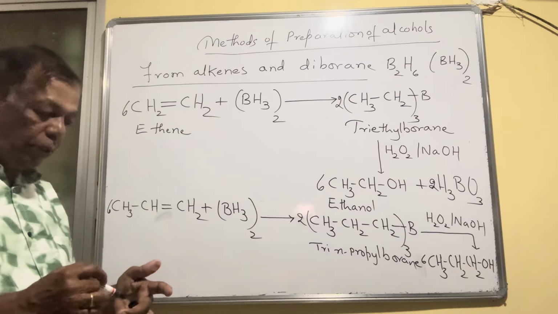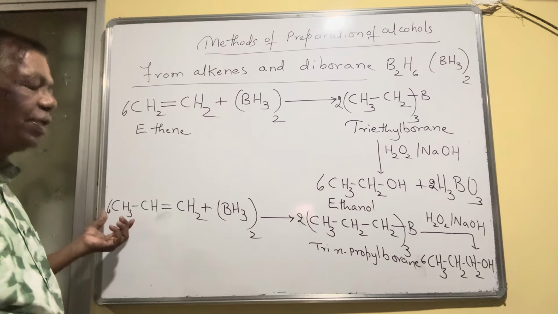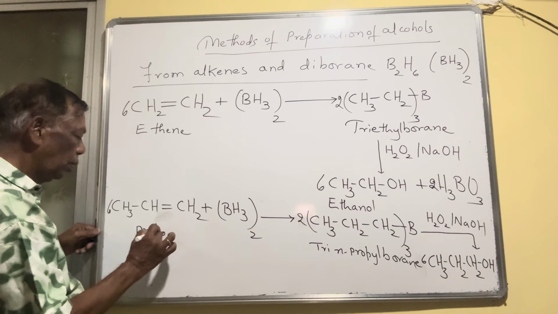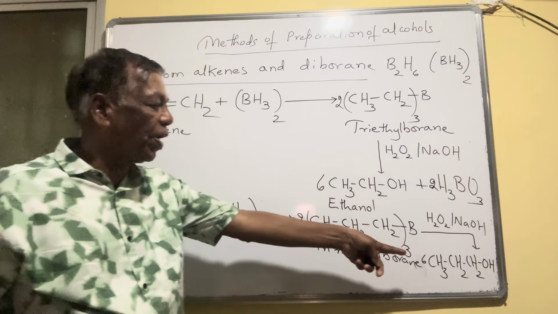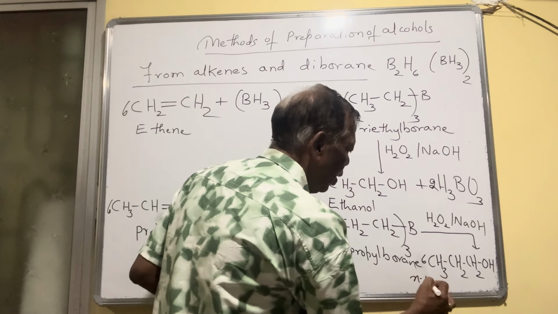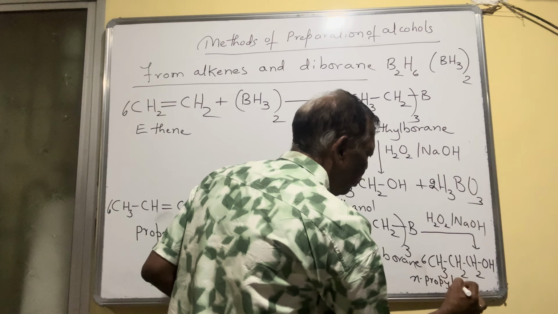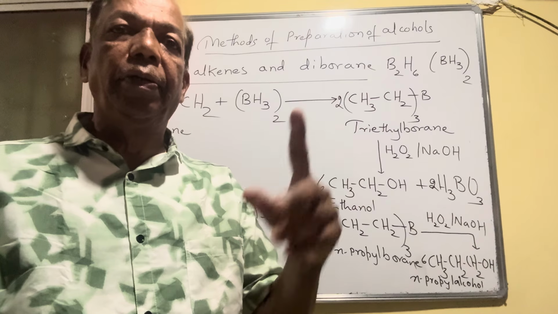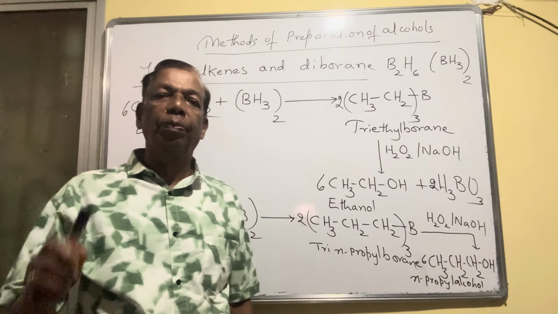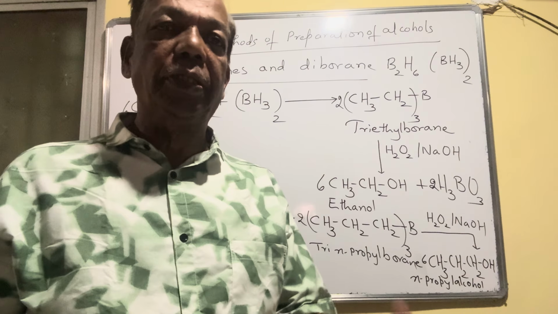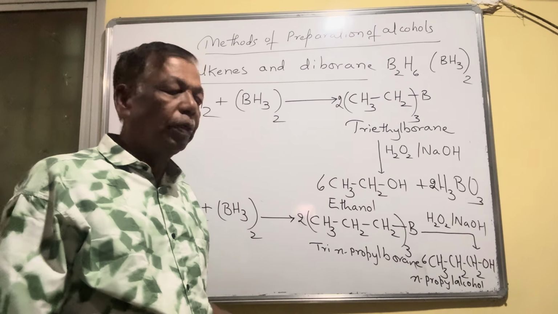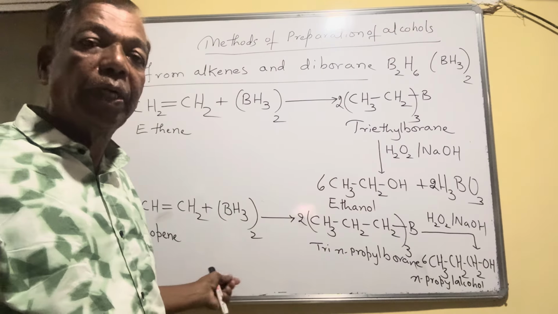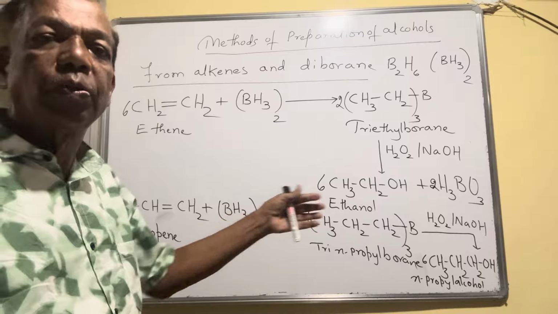Now what you observe here in this case is that the alkene is unsymmetrical. This is propene, an unsymmetrical alkene. The product is always primary. So you get n-propyl alcohol, primary. Now what is the observation? Using alkene and diborane, you will end up with primary alcohol. Otherwise, in the earlier case by using water, that reaction will give you primary, secondary and tertiary. But here whatever the unsymmetrical alkene, it also goes toward primary.